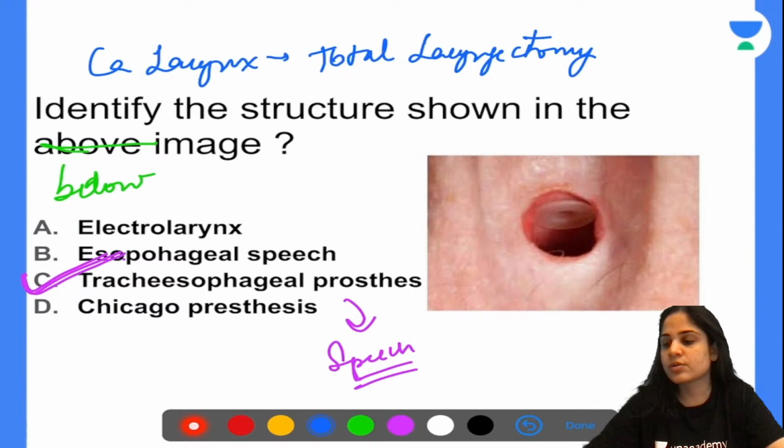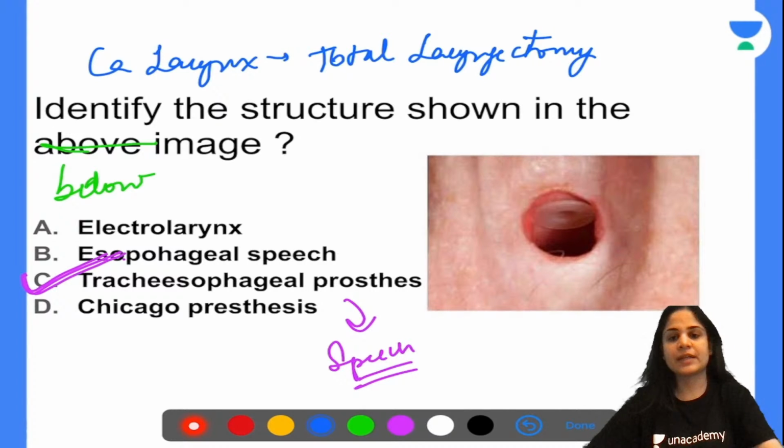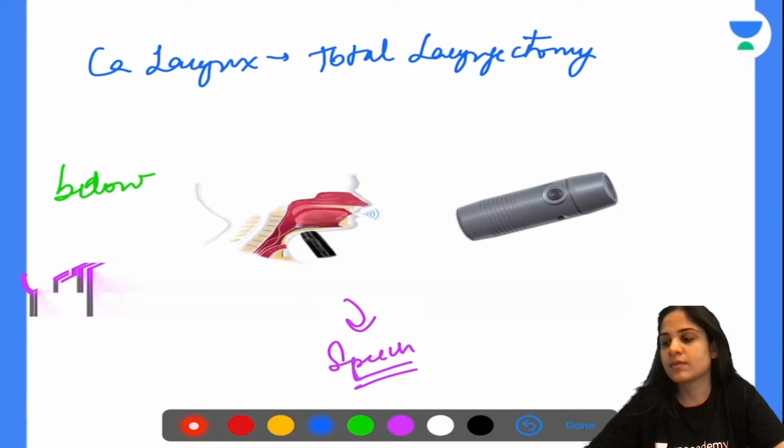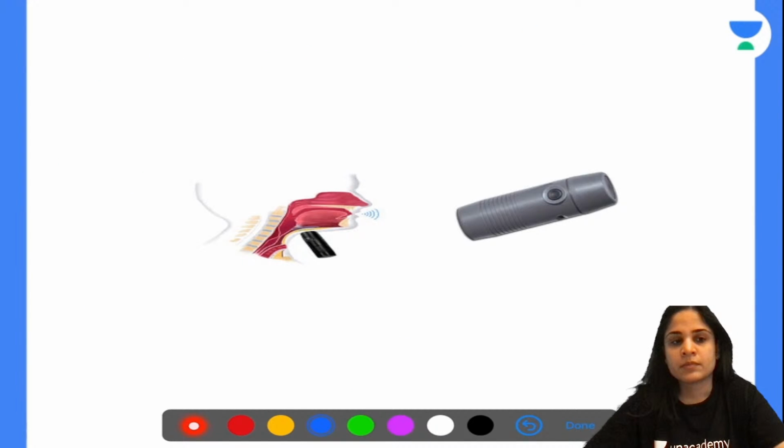Along with that, you also have other ways of producing speech. Do you know what is this? Anyone? Have you seen this before? Yeah, they have a very hoarse voice after tracheoesophageal prosthesis. Anyone? Do you know what is this? Seen before? Since this question was already asked in NEET PG, I thought the next one could be asked now.